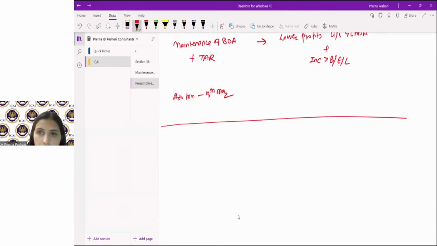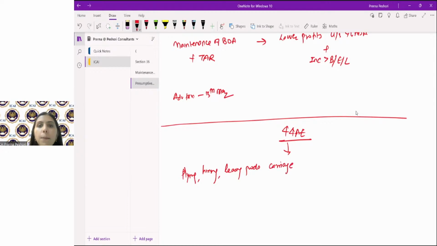Next is 44AE. This is in respect of plying, hiring, leasing goods carriage. Plying, hiring and leasing goods carriage, not more than 10 carriages at any time during the previous year. Even if, for example, he has 12 carriages during the year and then he has sold off 2, it should be 10 at any time. If it increases beyond 10 at any time during the previous year, 44AE will not be applicable. So, less than or equal to 10 carriages at any time during the previous year.